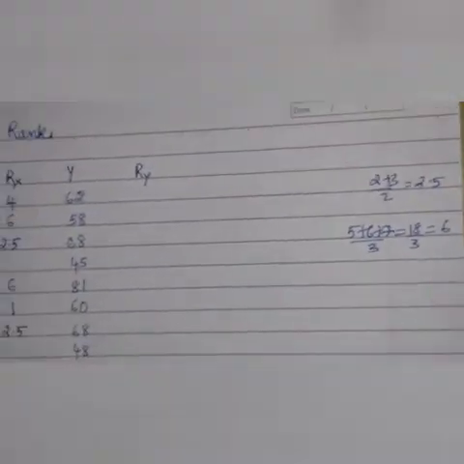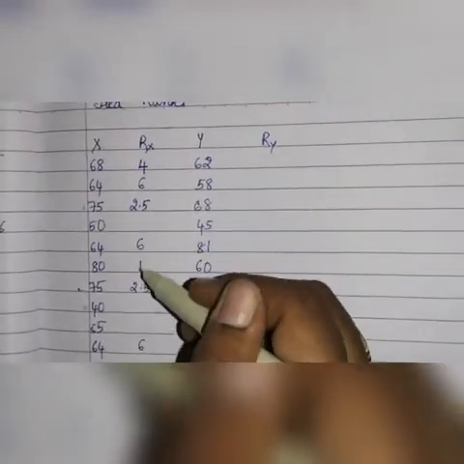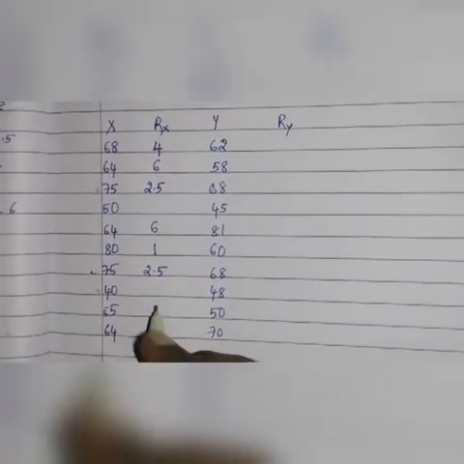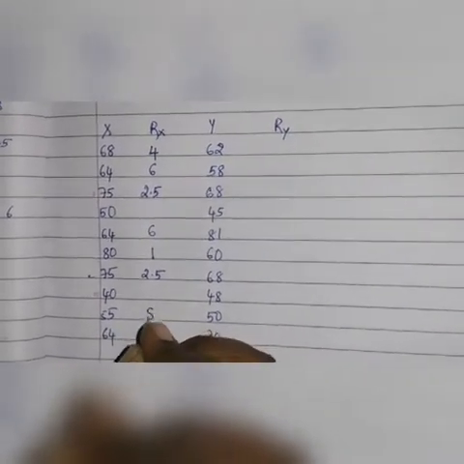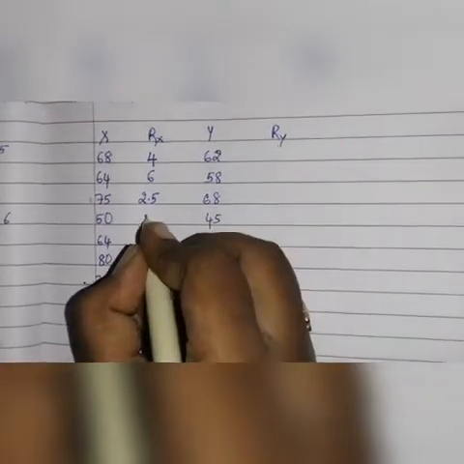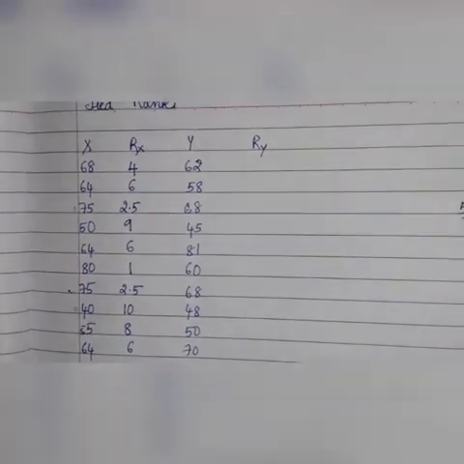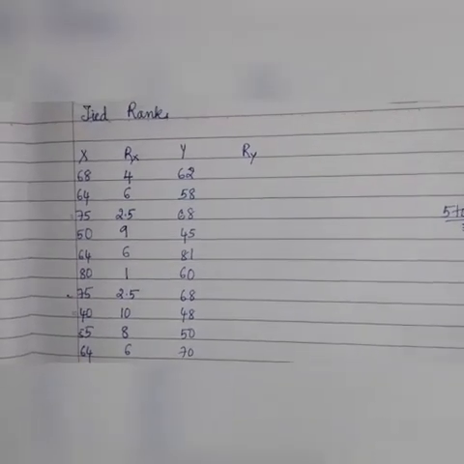The next number should be given rank 8. So the next highest number after 64 is 55. So this will get rank 8. After 55 you have 50. This will get rank 9, and this will get rank 10. This is how you rank when you have similar values in the variables.